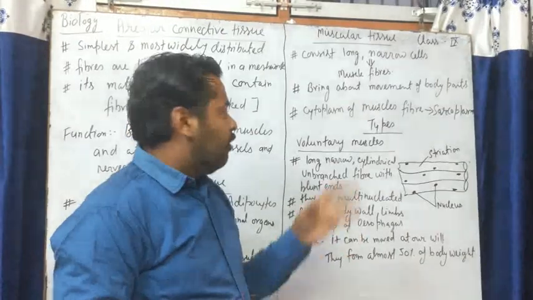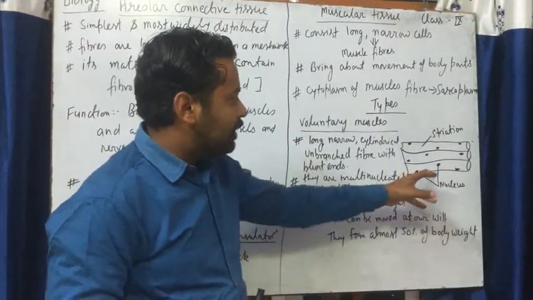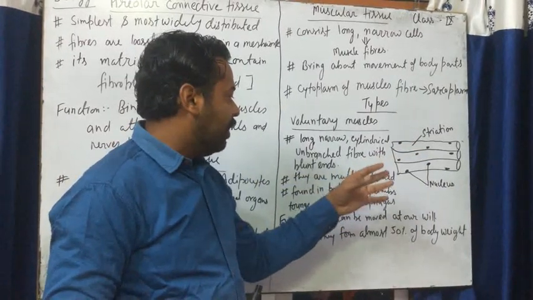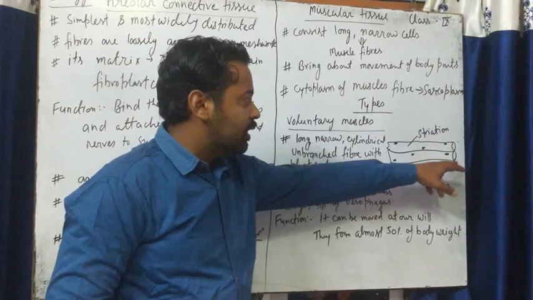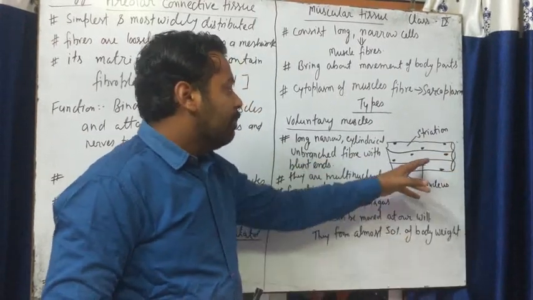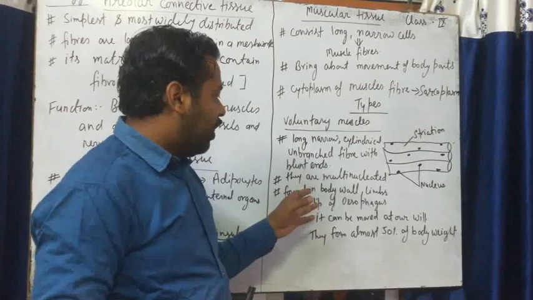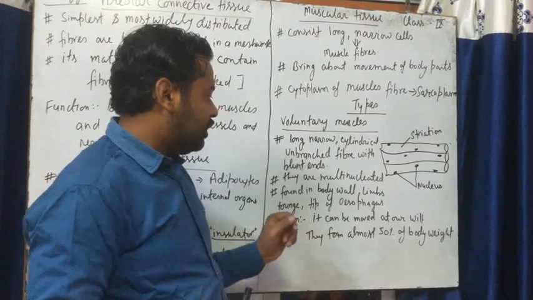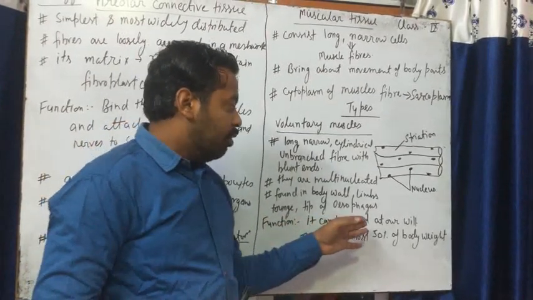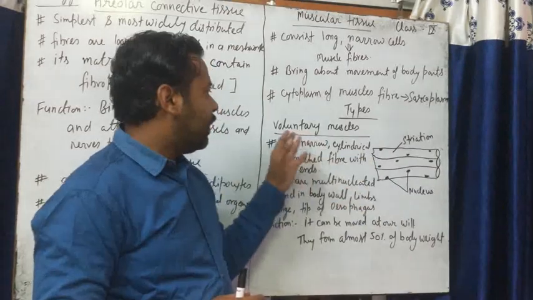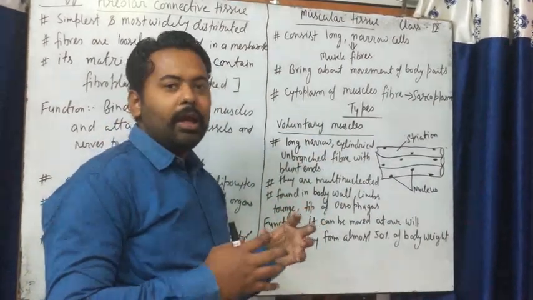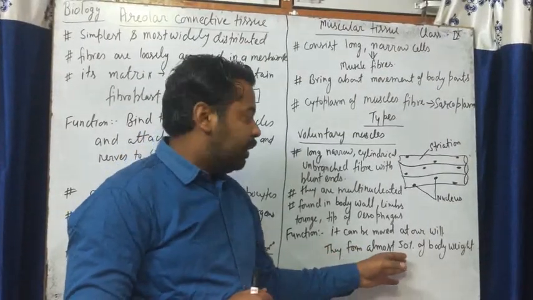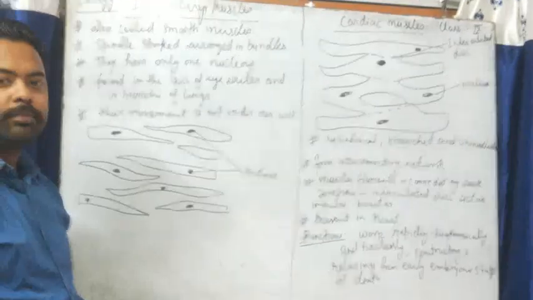Types. First type is voluntary muscles. As you can see here, they are narrow, cylindrical, unbranched fibers with blunt ends. There are no sticky ends; they are blunt ended. They are multinucleated. They are found in the body wall, limbs, tongue and the tip of the esophagus. Their function is that they can be moved at our will. As their name, voluntary, suggests, we can control our voluntary muscles. They form almost 50% of our body weight.